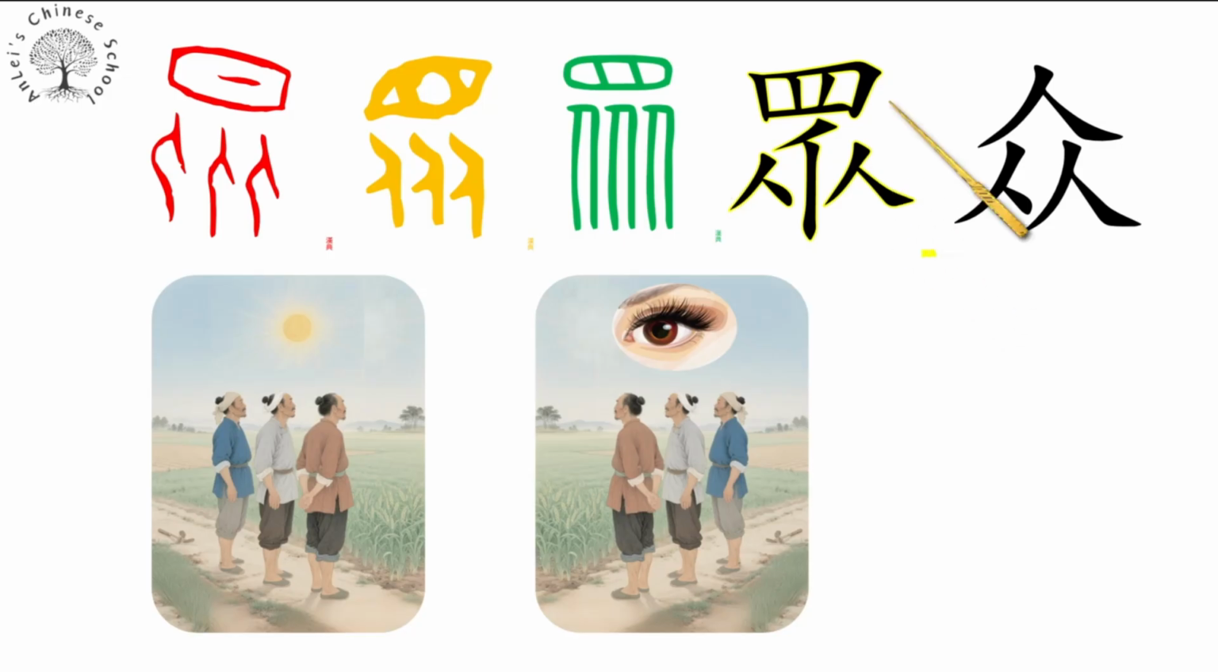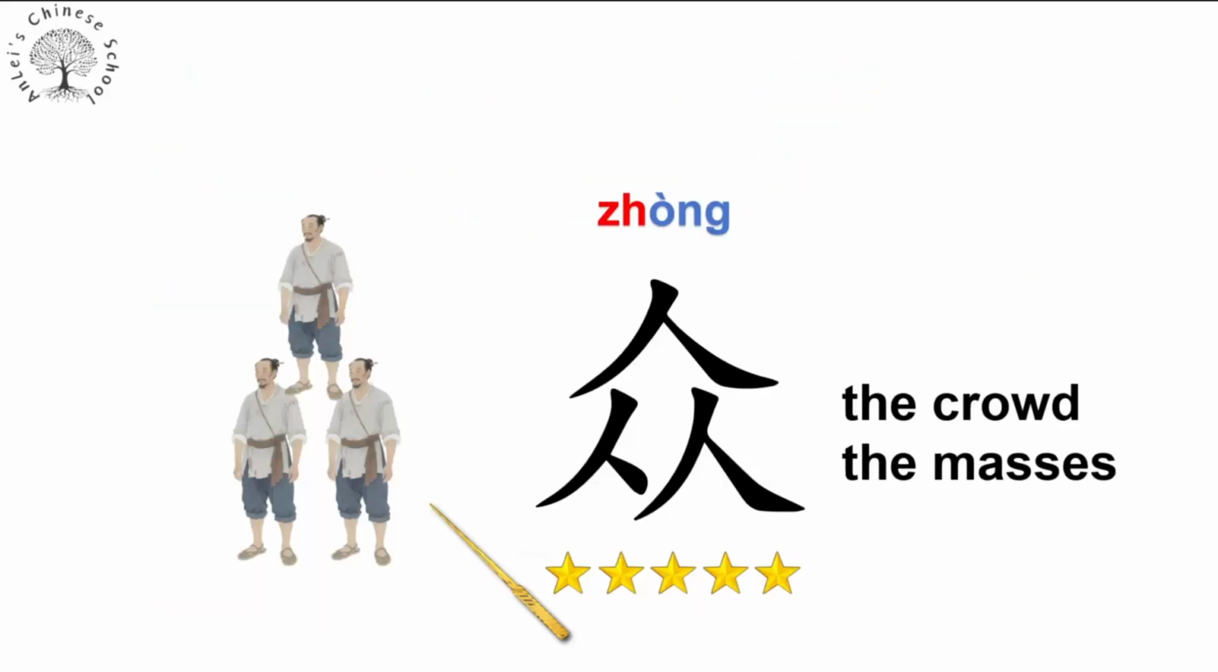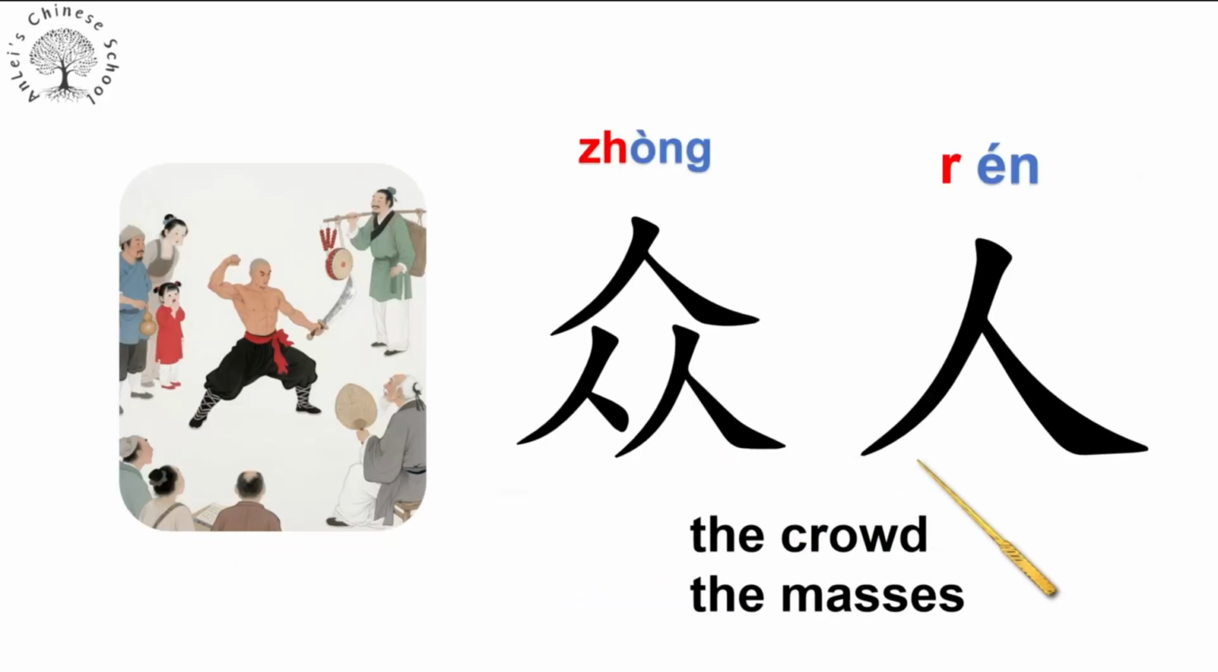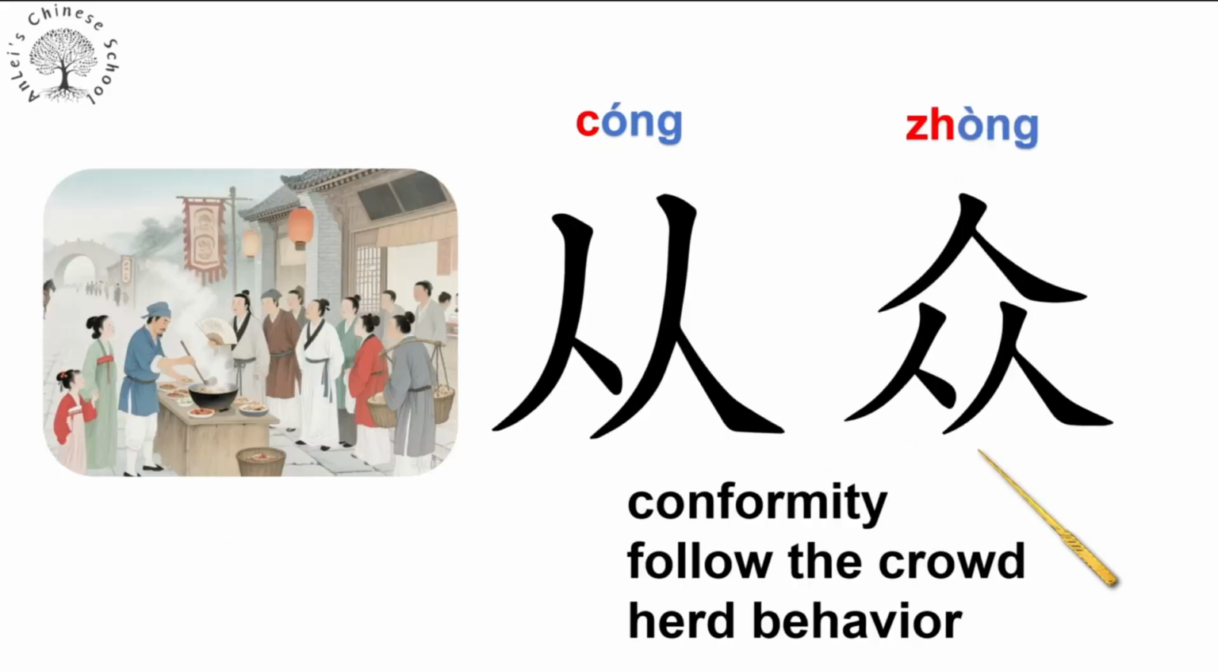Additionally, the top looks like the character 4. Actually, it's a variant form of the eye. On the bottom, the person in the middle becomes a single person radical. To simplify, the character becomes three persons. In ancient China, the number 3 was used to symbolize a large quantity. So three people standing together, this character is zhong, the crowd, the masses. 众人, the crowd, the masses. 从众, conformity, follow the crowd, herd behavior.